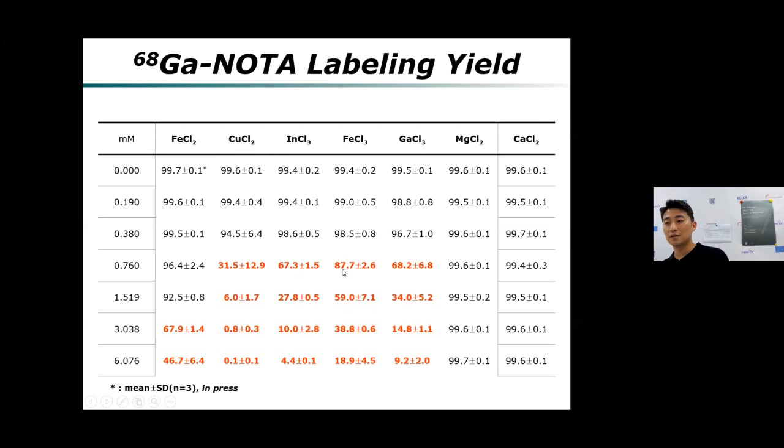It means that the existence of some kinds of metal affected the NOTA labeling with gallium. It also showed the possibility that copper radioisotope can be labeled with NOTA, and indium radioisotope can also be labeled with NOTA.